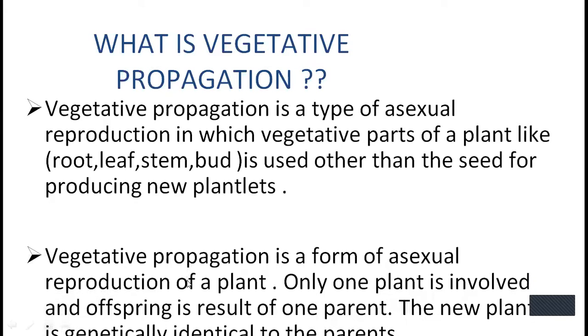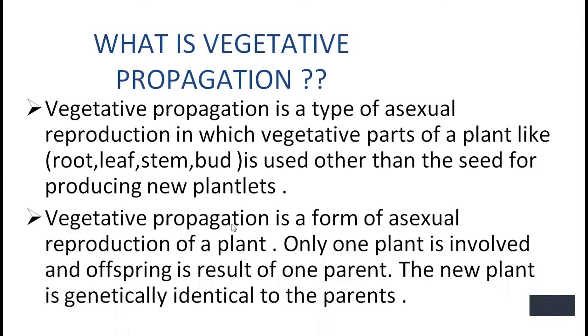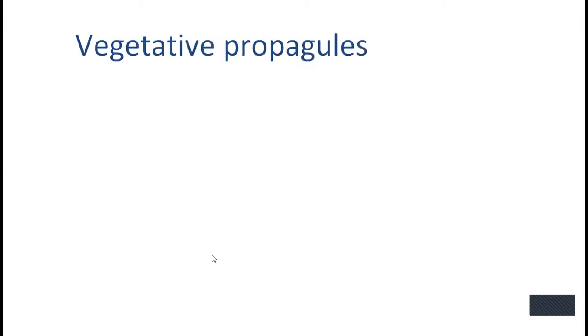So vegetative propagation is a form of asexual reproduction of a plant. How? Because only one parent is involved and the offspring is the result of one parent only. The new plant is genetically identical to the parent. That's why vegetative propagation is also known as part of the asexual reproduction of a plant.